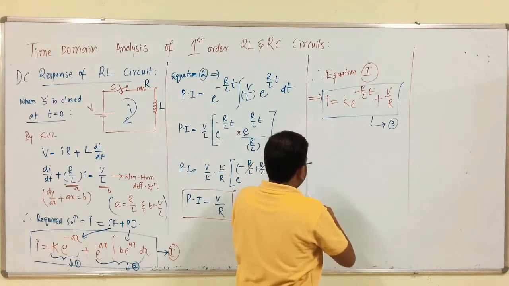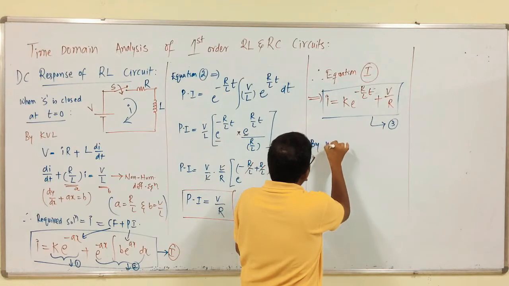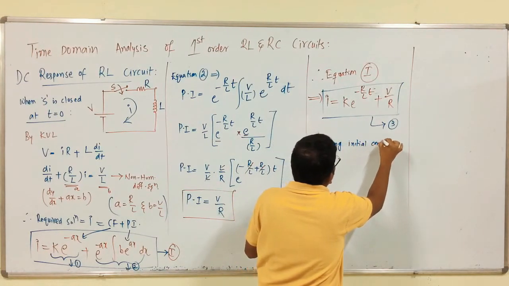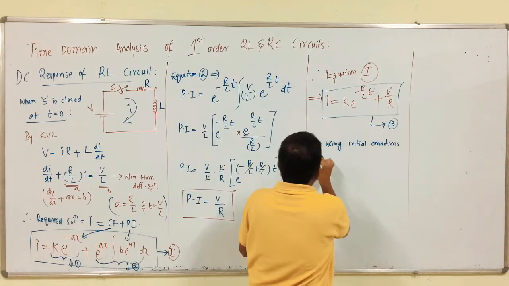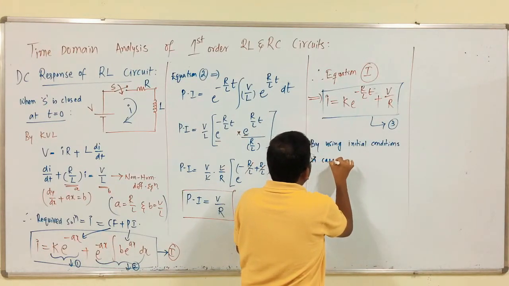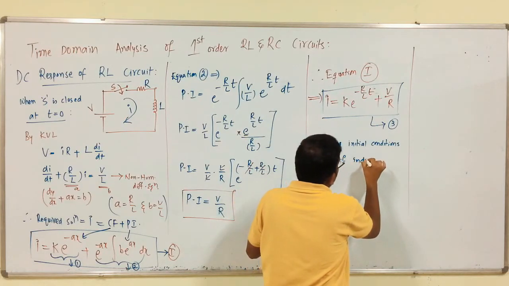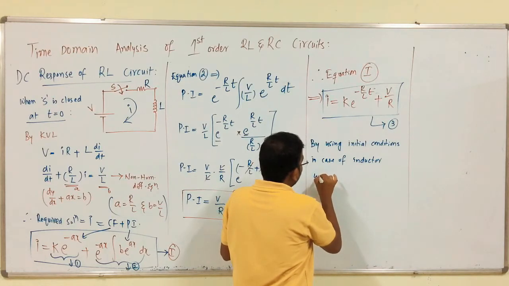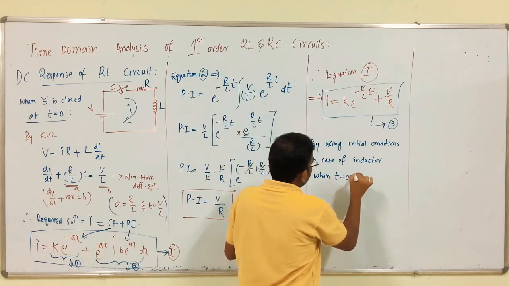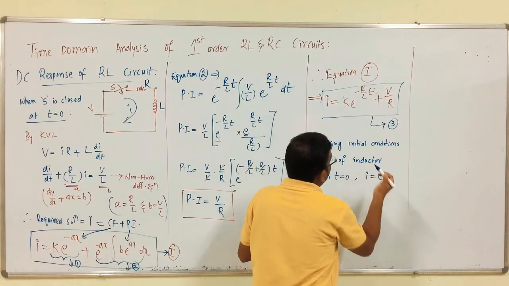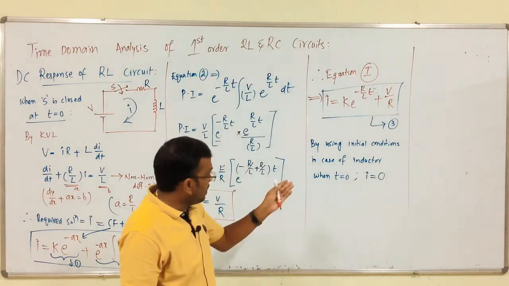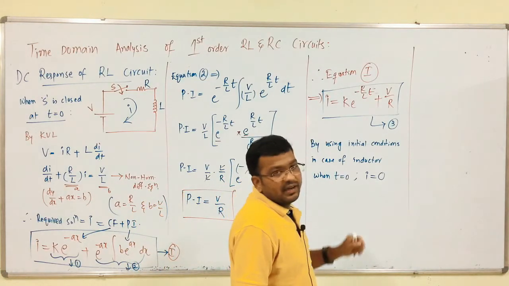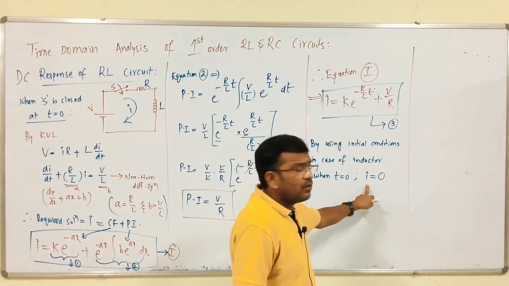Then we have to calculate this arbitrary constant by using initial conditions. In case of an inductor, when T is equal to 0, I is equal to 0. This is the initial condition we have to use in case of an inductor. When T is equal to 0, I is equal to 0.